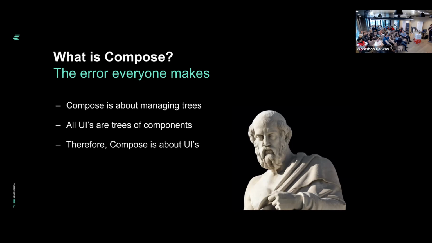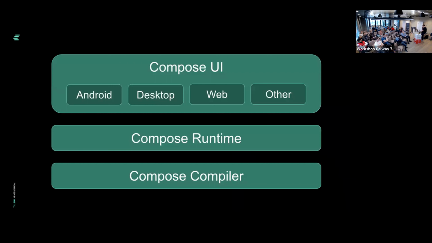All UIs are trees of components, therefore Compose is all about UIs. It's not, it's much more applicable than that. So you do have Compose for user interfaces, and as we'll mention in a minute, there are many different variations of that, but underneath that, there's the runtime and the compiler, and that's universal. You can use that for any kind of tree-like data.